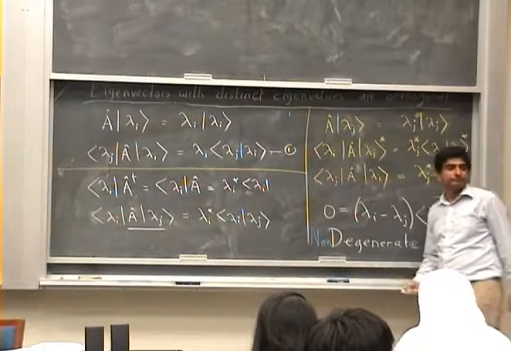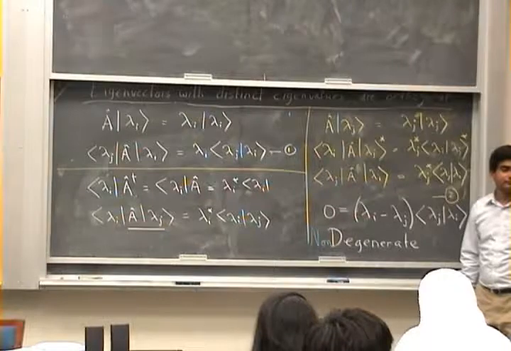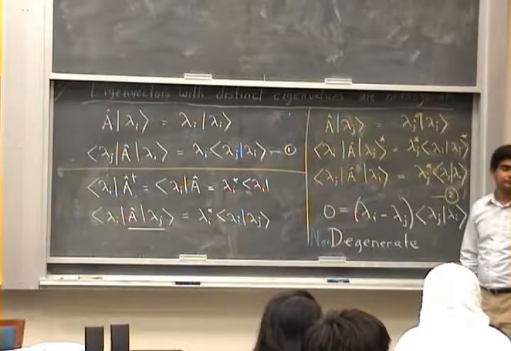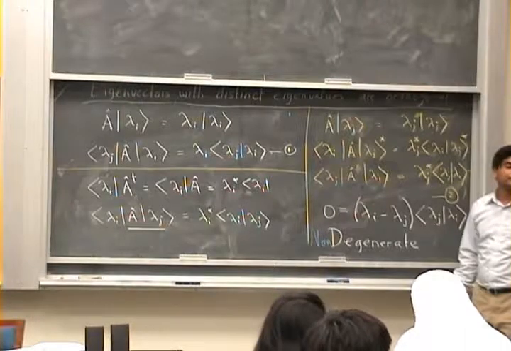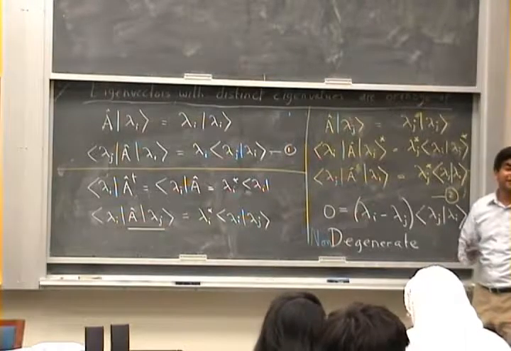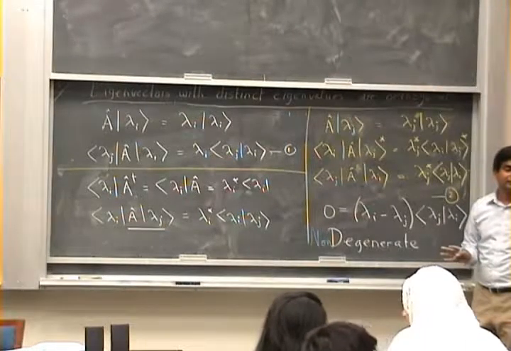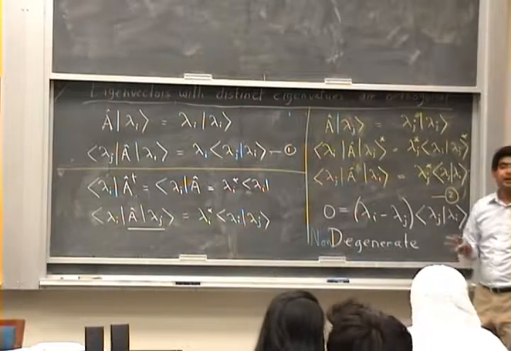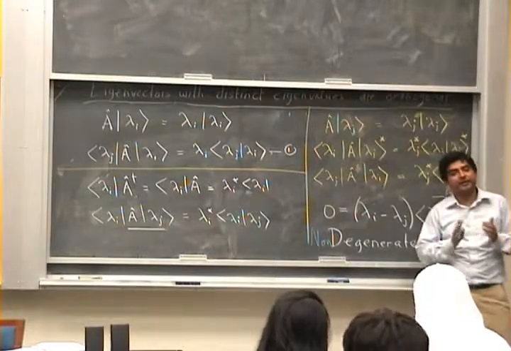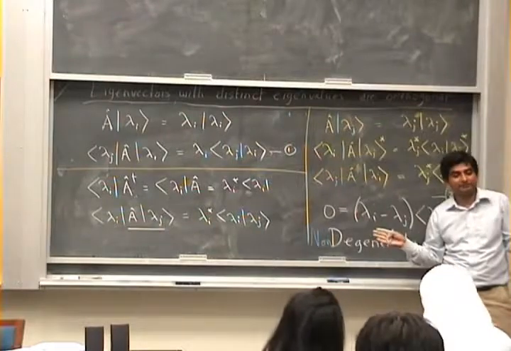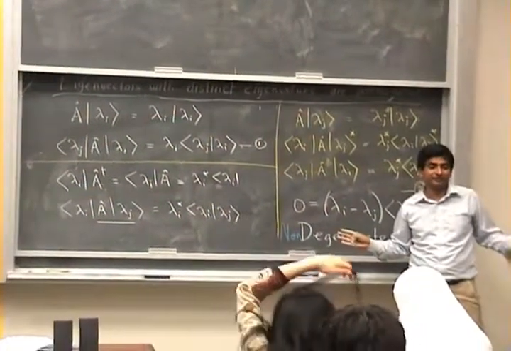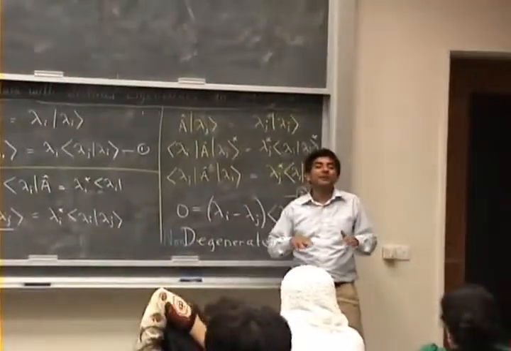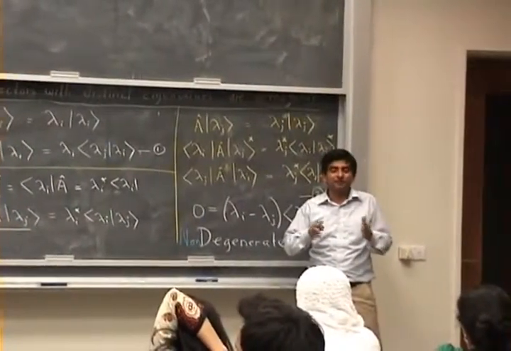Hermitian operators are orthogonal. It states orthogonality: if a Hermitian operator has distinct eigenvalues, its eigenstates will always be orthogonal. If the eigenvalues are not distinct, then they need not be orthogonal.